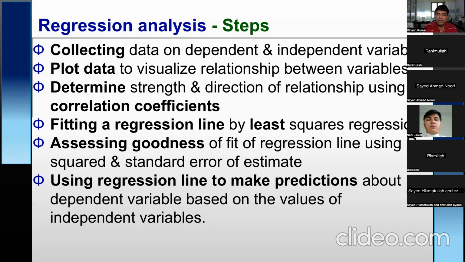Now, using the regression line to make predictions. Whatever regression line we have made, maybe a straight line or curvilinear, we need to test it for its significance. If it is significant, then we can make predictions. We can predict the values of the dependent variable based upon the values of the independent variable.